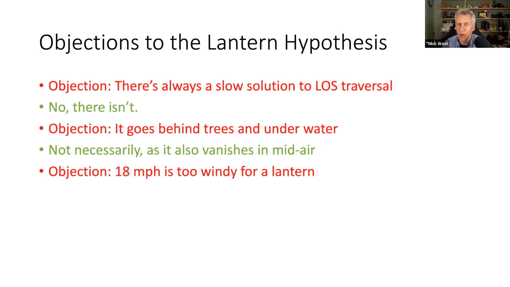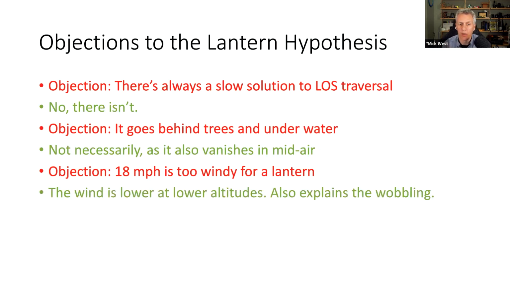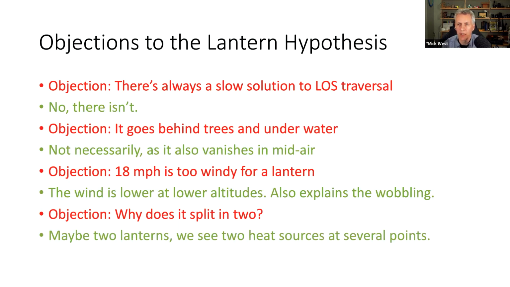18 miles per hour is too windy. Well, it's not 18 miles per hour where it's released. It's 18 miles per hour at the upper altitude. And also you can see it wobbling around as if it is fairly windy. Why does it split in two? Well, the hypothesis that there's two lanterns. These are valid and interesting objections, but they don't necessarily disqualify it.